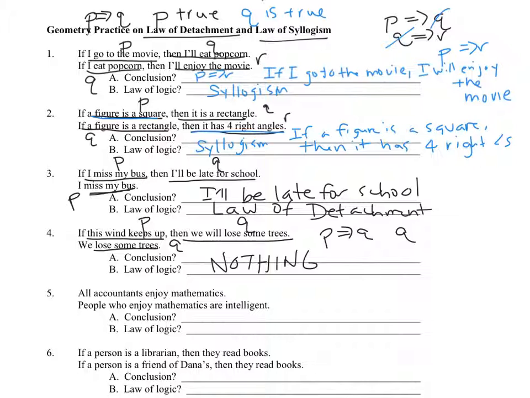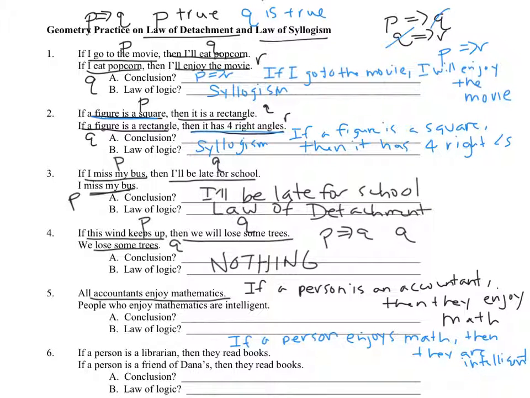Next one, all accountants enjoy math. So this is not written as a conditional, so I'm going to write it as a conditional because it's easier to see what the P and Q's are. I ended up writing out the black statement as a conditional and the blue statement as a conditional. So the black statement is, if a person is an accountant, then they enjoy math. And I took the blue statement to be, if a person enjoys math, then they are intelligent.